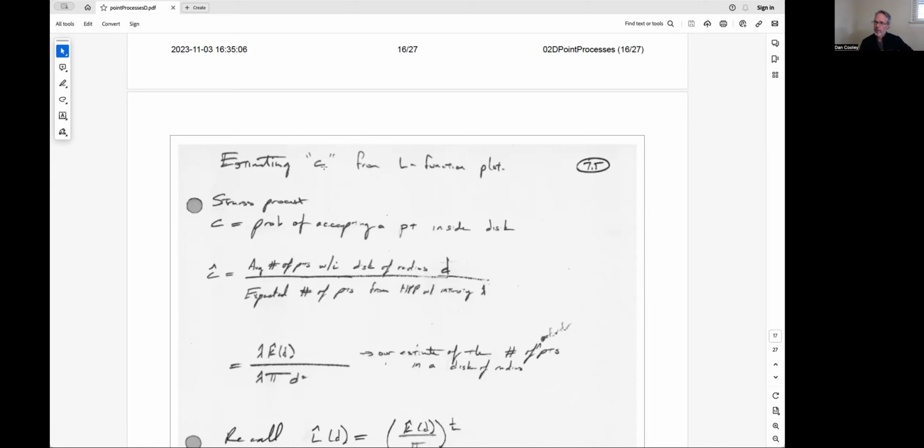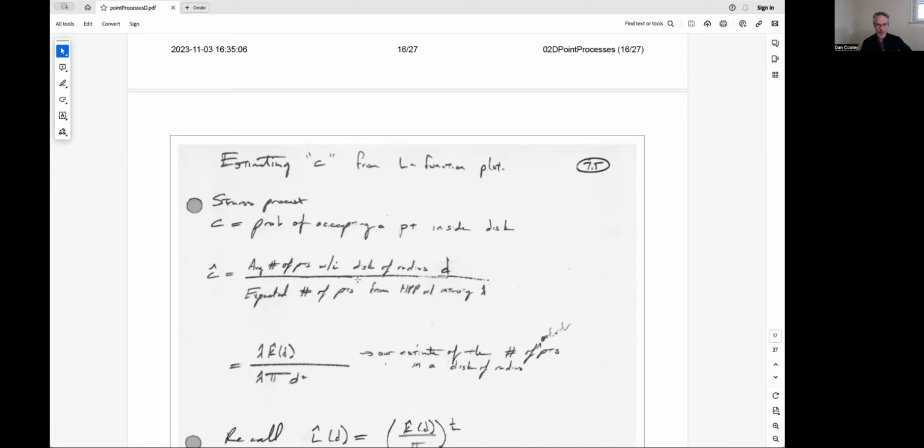What we can also do is estimate the C, or I believe it's gamma in the spatstat library. It's that probability of accepting a point within that radius inside the disk, as written here. So how can we estimate C, if C is the probability of accepting a point inside the disk? C hat would be the average number of points within the disk of radius d divided by the expected number of points from a homogeneous Poisson process with intensity lambda.